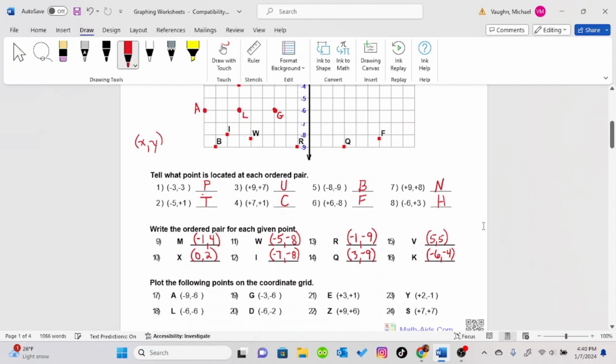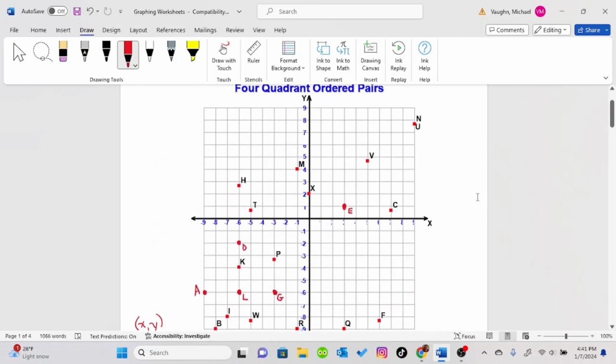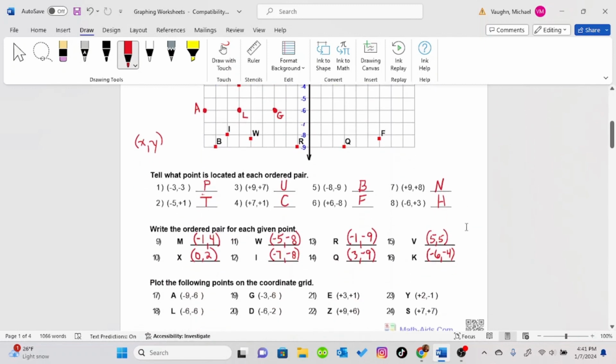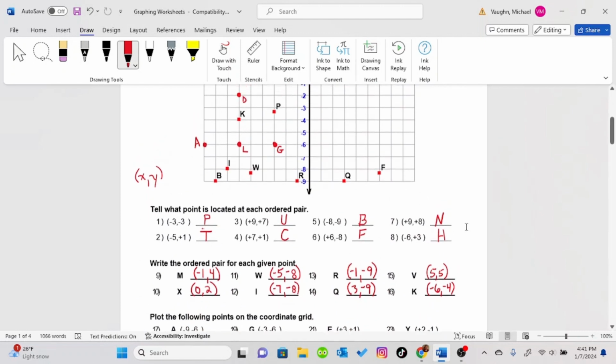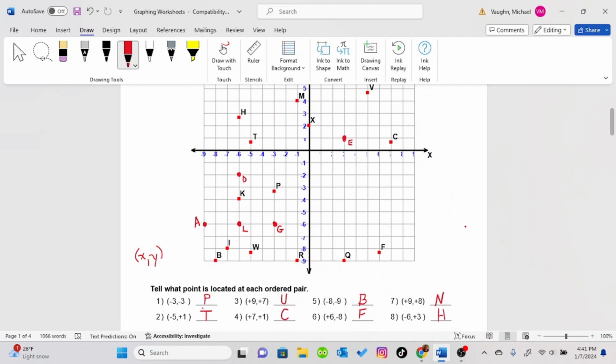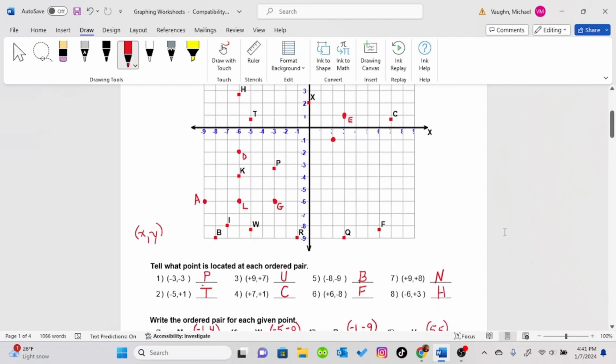Number 22, Z is at 9, 6. X equals 9, y equals 6, and this point right here will be point Z. Number 23, Y is at 2, negative 1. So x equals 2, y equals negative 1. And we said that was point Y.